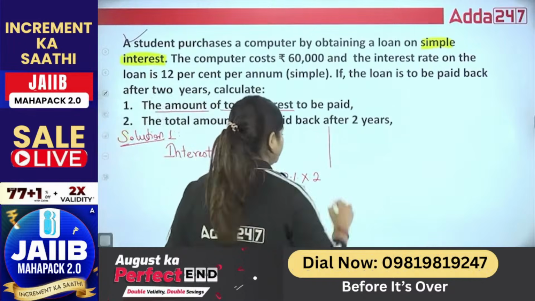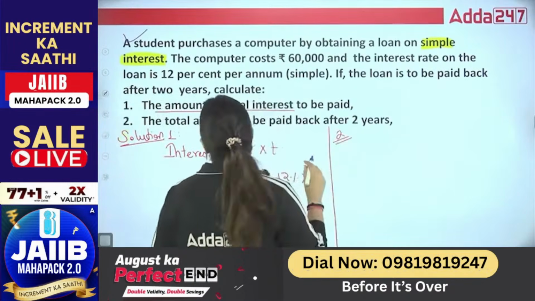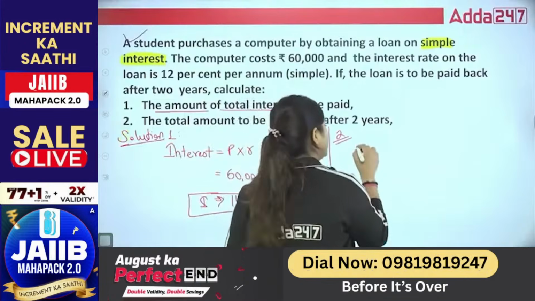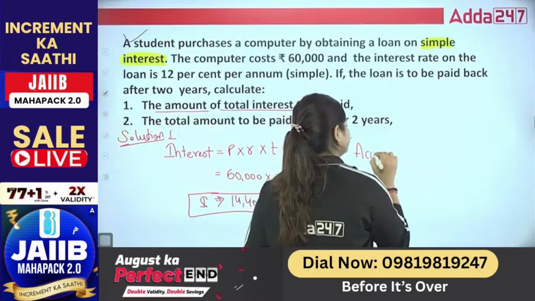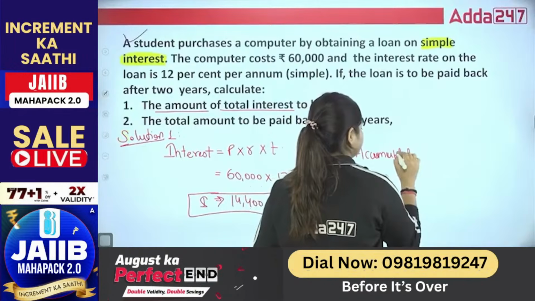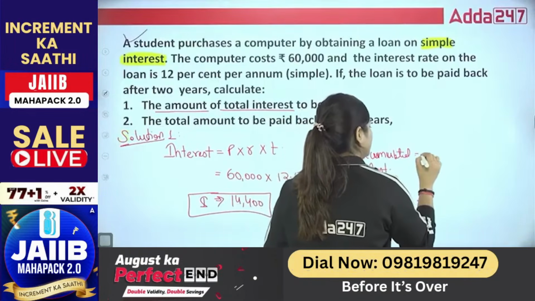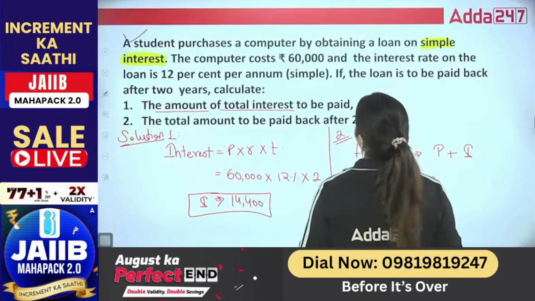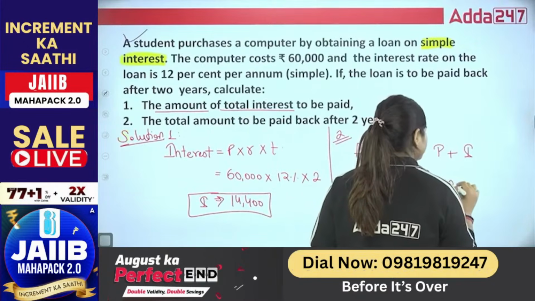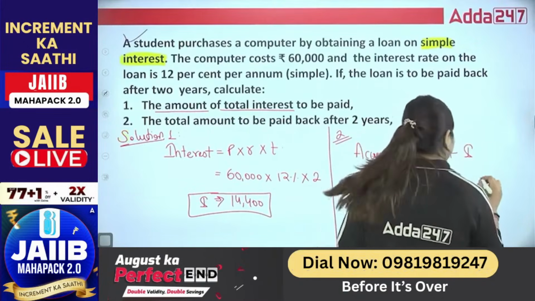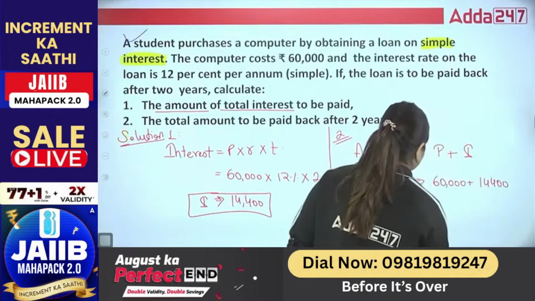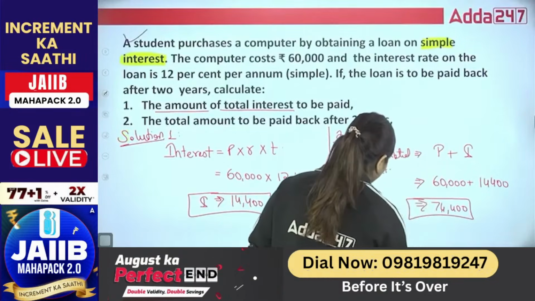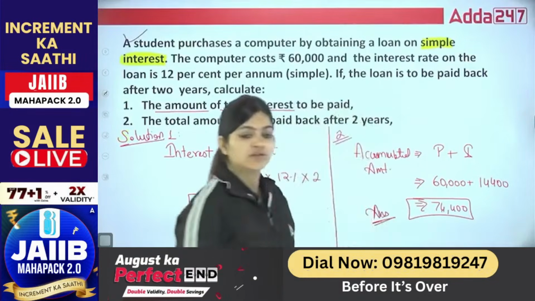Now, second part, the total amount to be paid back after 2 years means we need to calculate the accumulated amount. So how to calculate the accumulated amount? That is your P plus I, principal plus interest. Principal amount is your 60,000 plus interest amount is your 14,400. So this is your 74,400. This is your answer.